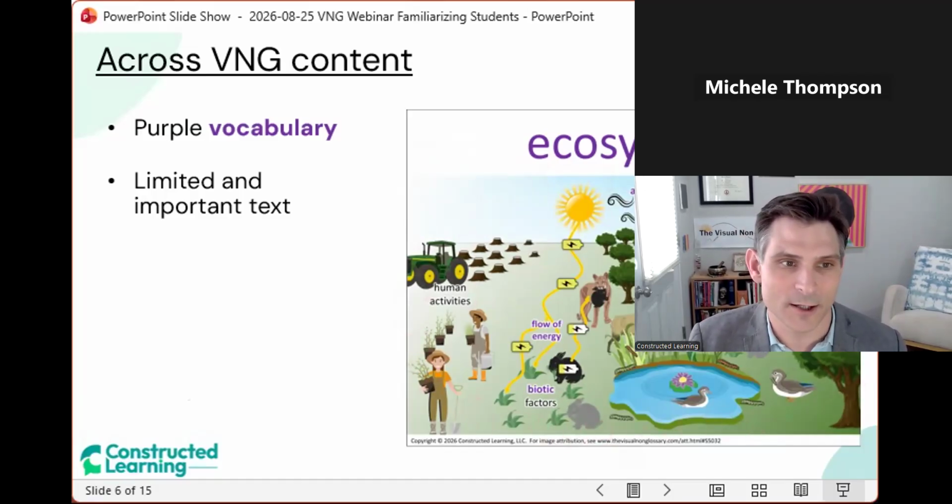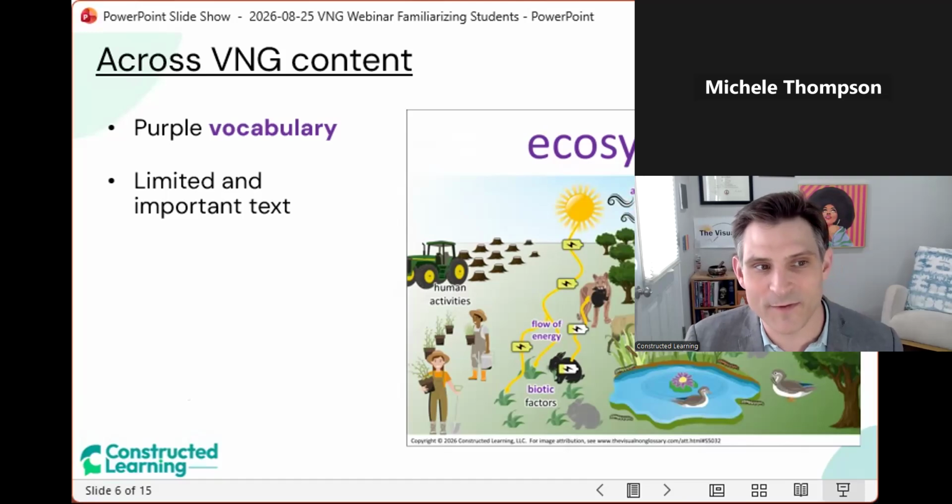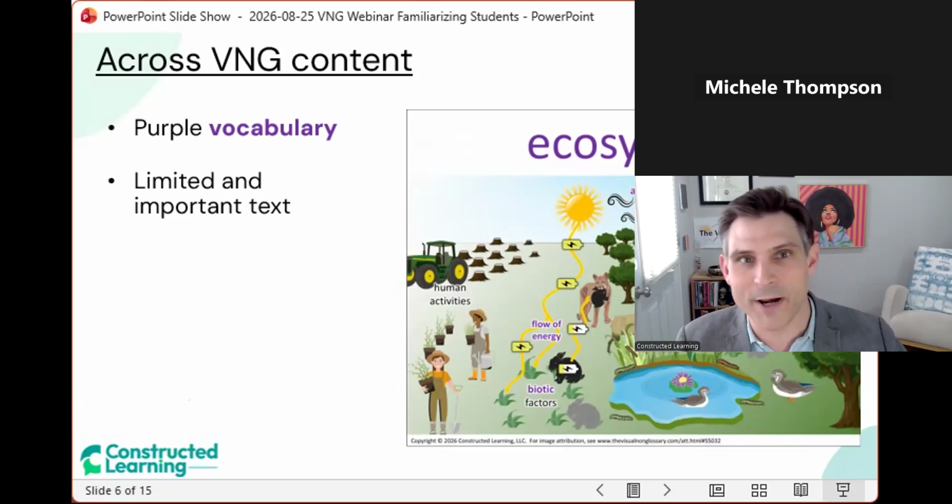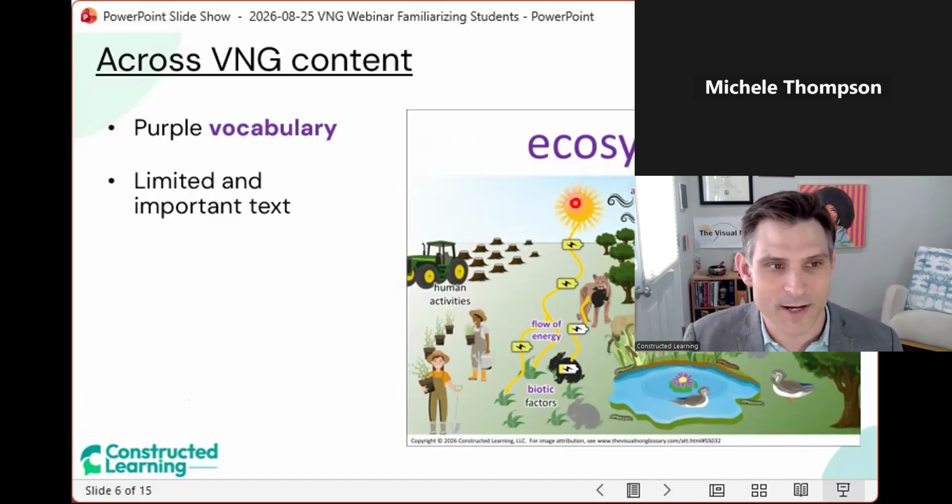And so this abiotic factors could be a brand new word I've never heard before, but I can infer, oh, sun and wind and rain and clouds are all abiotic factors, so I can start to make some inference about that.